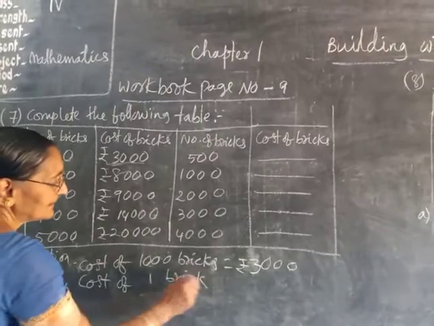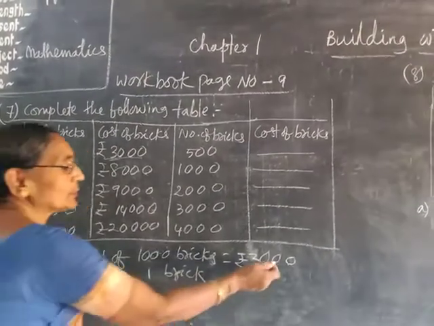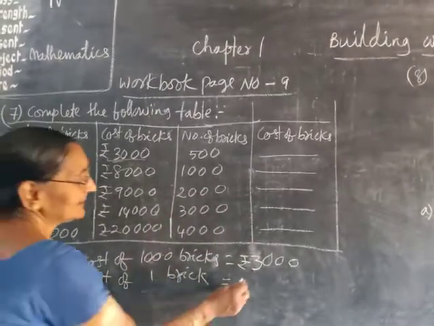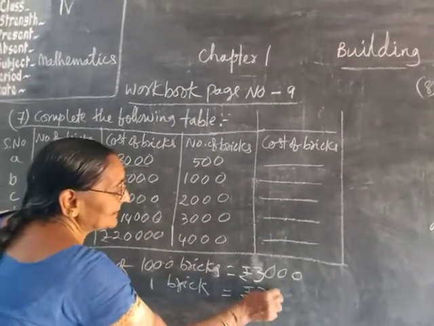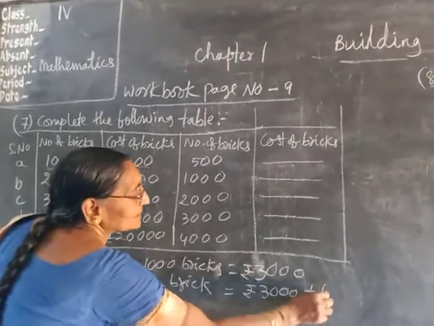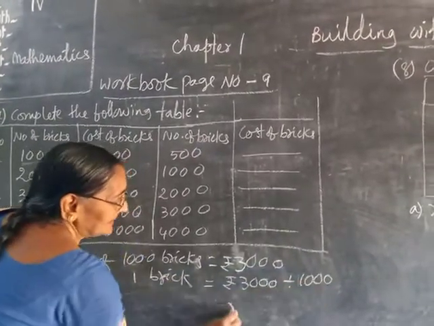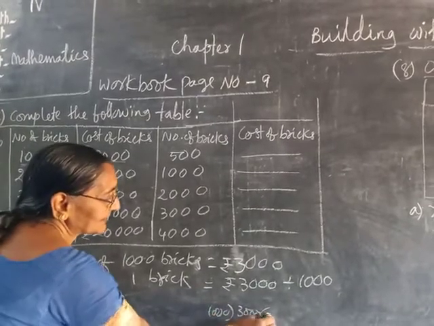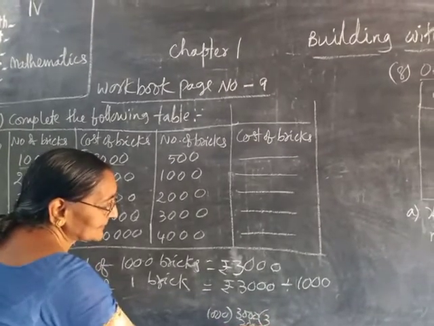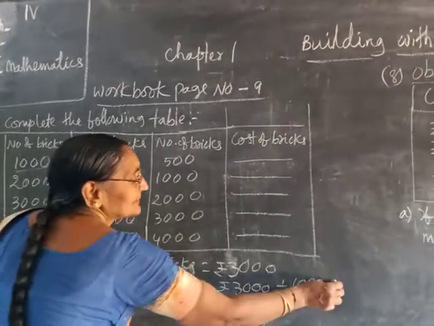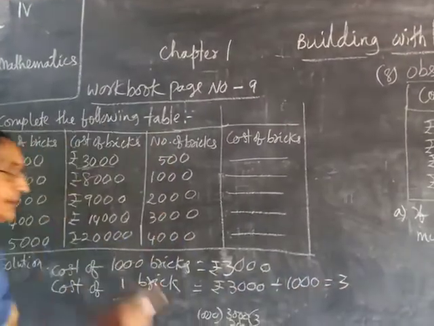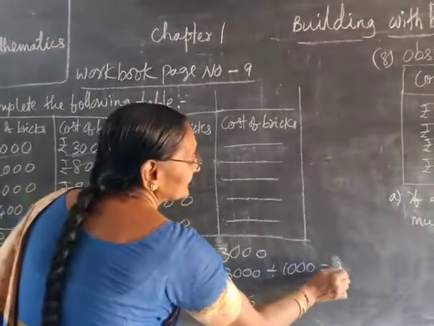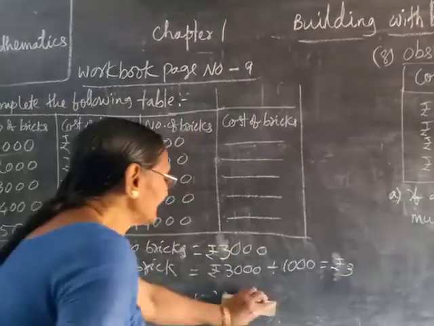Then you find the cost of one brick. How will you find it? You have to divide. If more is given and you want less, you have to divide the number. Then how much will come? 3000 divided by 1000, how much will come? The quotient is 3. So the cost of one brick is 3 rupees. Do you understand now?